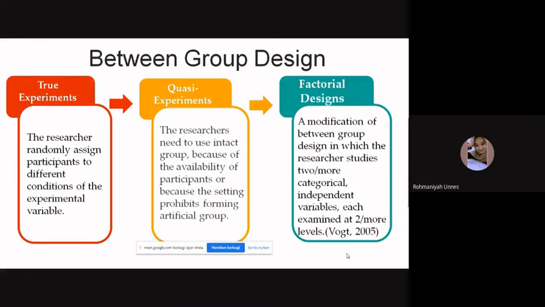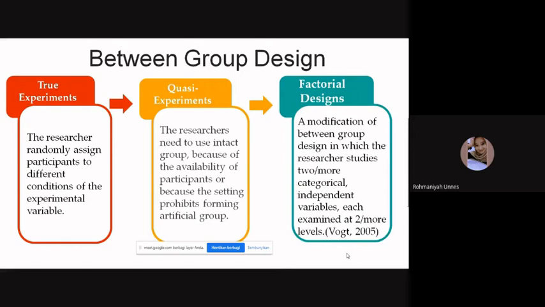Then we come to the explanation in detail. Here is between group design. As I told before, there are three types. First is true experiment. It is when the researcher randomly assigns participants to different conditions of the experimental variable. So the individuals in the experimental group receive the experimental treatment, whereas those in the control group do not.